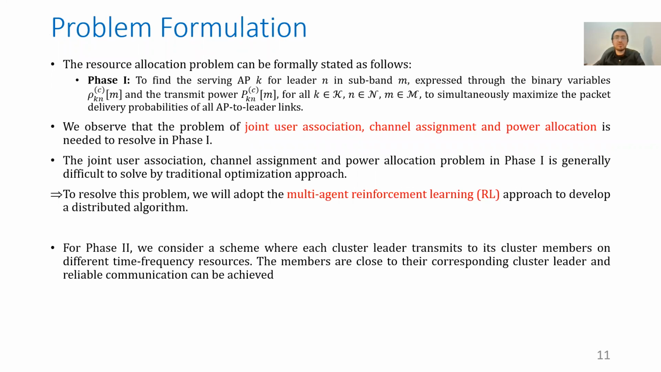So for our resource allocation in phase one, for each cluster leader, we need to find the serving access point, the subband, and the power level in order to maximize the packet delivery probability. For this, we use the multi-agent reinforcement learning approach. Meanwhile, for phase two, we consider a fixed scheme where each cluster leader transmits to its cluster members on different time frequency resources.